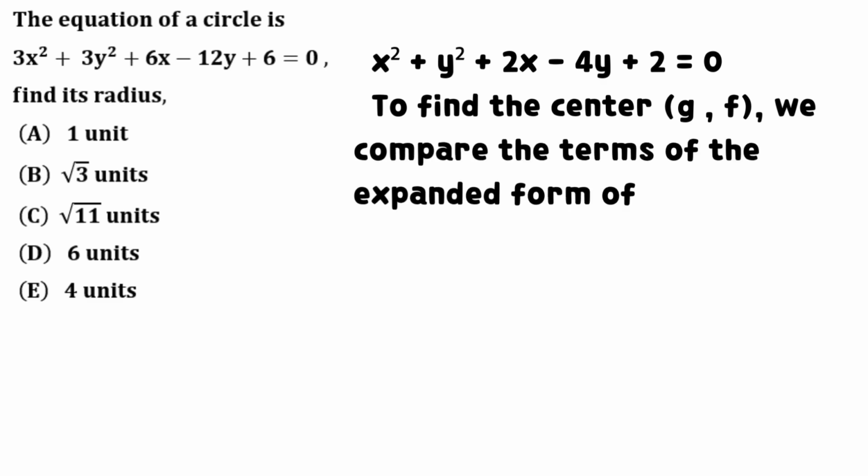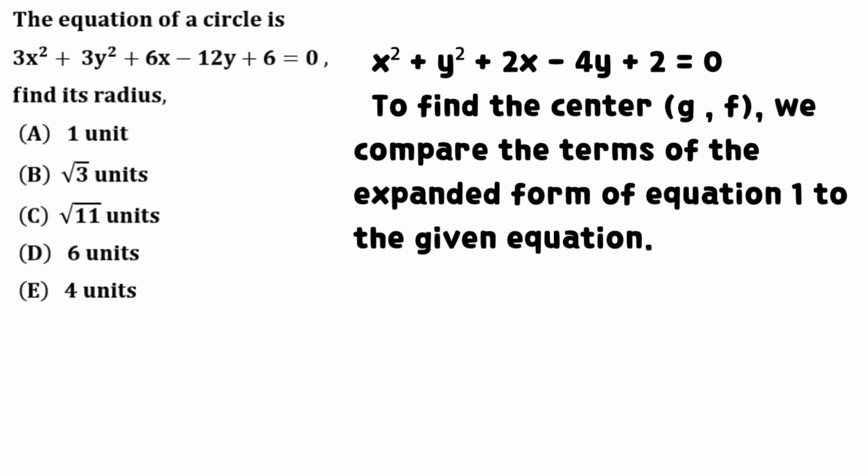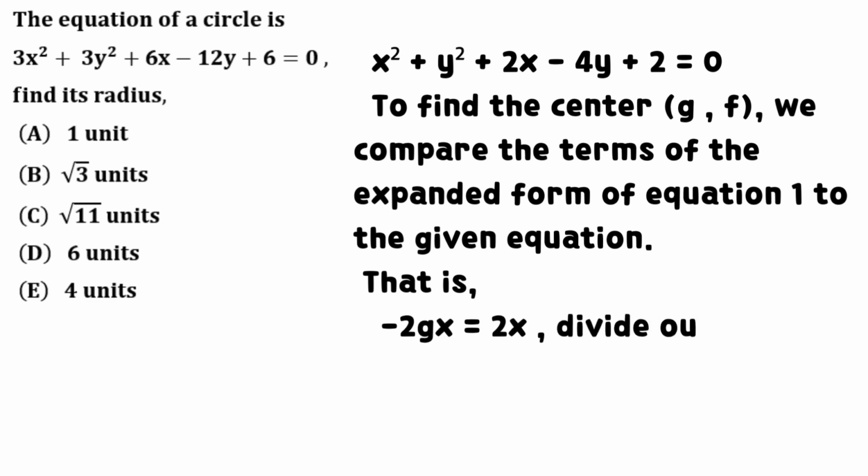To find the coordinate of the center g and f, we compare the terms of the expanded form of equation 1 to the given equation. That is, negative 2 times g times x equals 2 times x. Then, divide the equation by negative 2 times x. It implies that g equals negative 1.